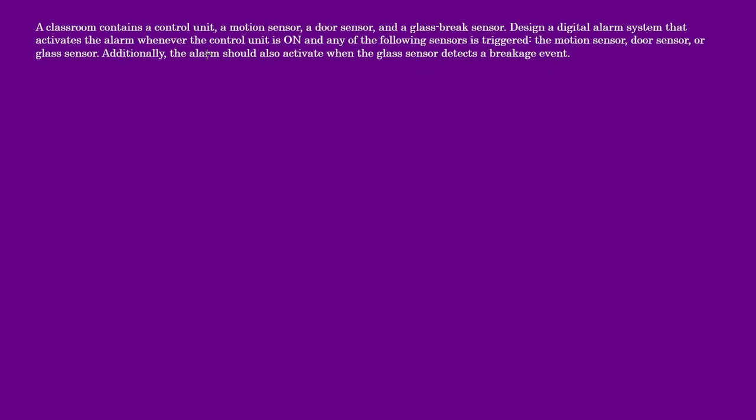A classroom contains a control unit, a motion sensor, a glass door sensor, and a glass break sensor. Design a digital alarm system that activates the alarm whenever the control unit is on and any one of the following sensors is triggered: the motion sensor, door sensor, or the glass sensor. Additionally, the alarm should also activate when the glass sensor detects a breakage event.